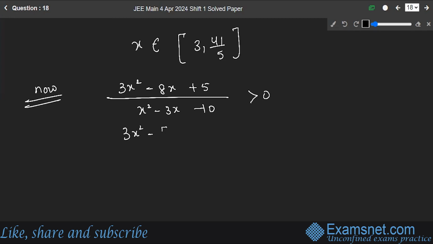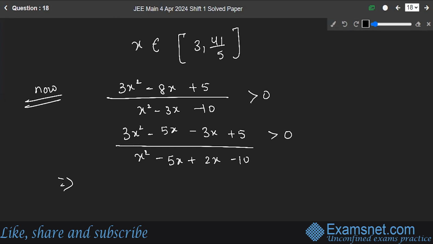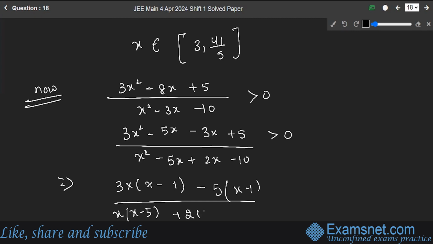Okay, you will have minus 5x, minus this plus this is greater than 0. And let's break up this also. x square minus 5x plus 2x minus 10. So now the two factors will be from here 3x, I'll do one thing, this is x minus 1, right? And minus 5 taken common this. And from here you have x minus 5 and this greater than 0.